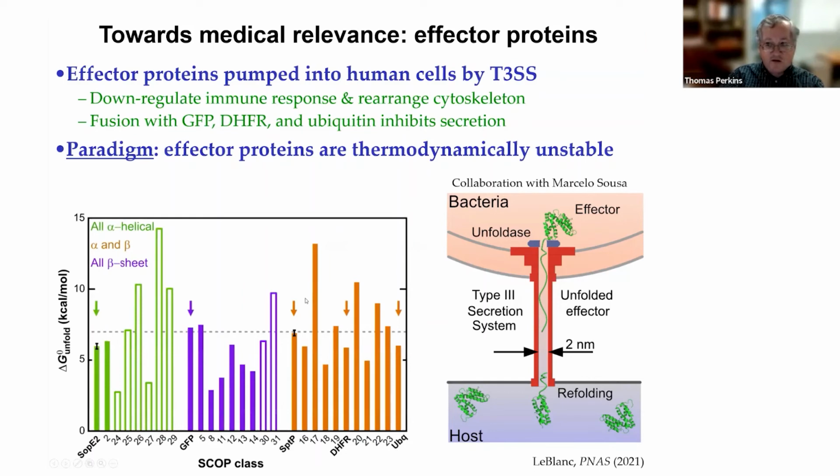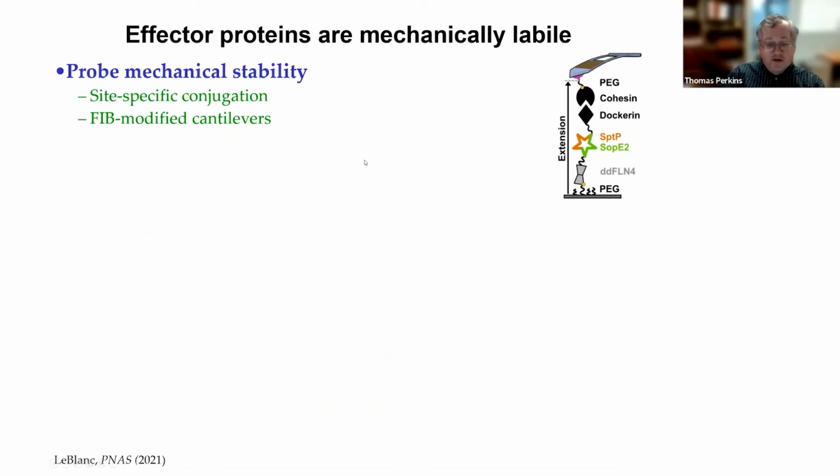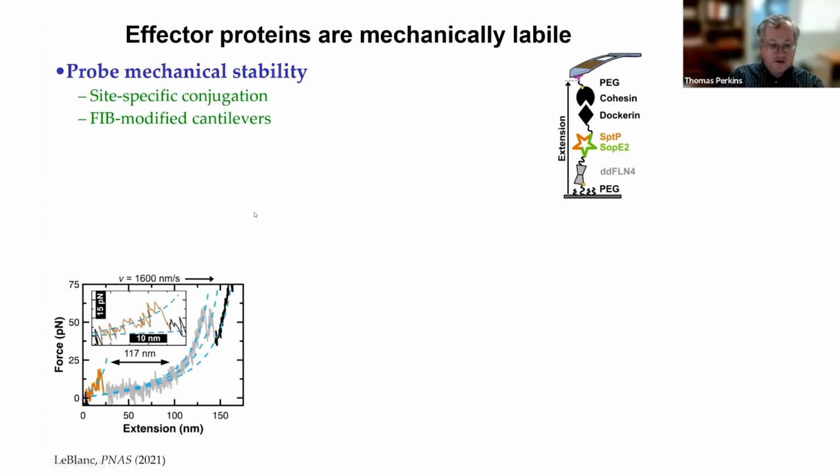So if you compare that to a library of other proteins of different structural classes, you can see that the effector proteins that we've studied here, SOPy2 and SBTP, have very typical thermodynamic energies. So in fact, effector proteins are not characterized by low thermodynamic stability. So we were therefore interested in mechanically unfolding these. So we adopted some technology developed by the Galb Lab and other people, and merged that with our modified AFM cantilevers to mechanically unfold these proteins.